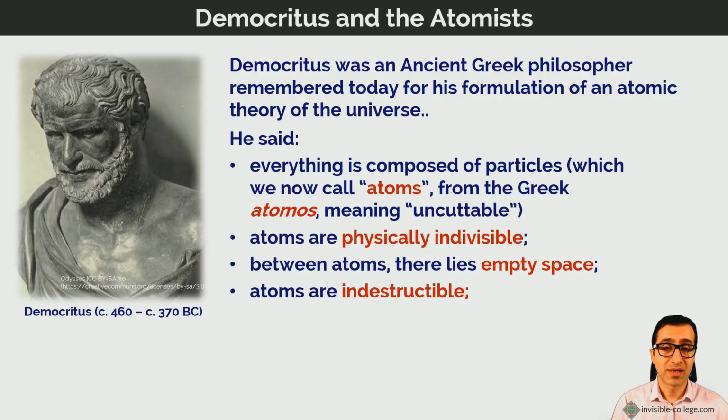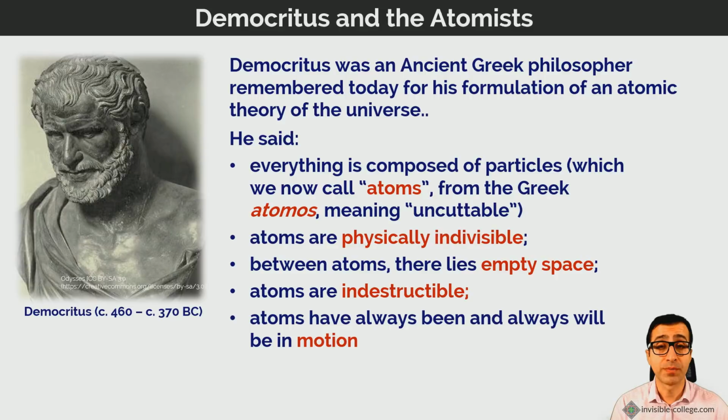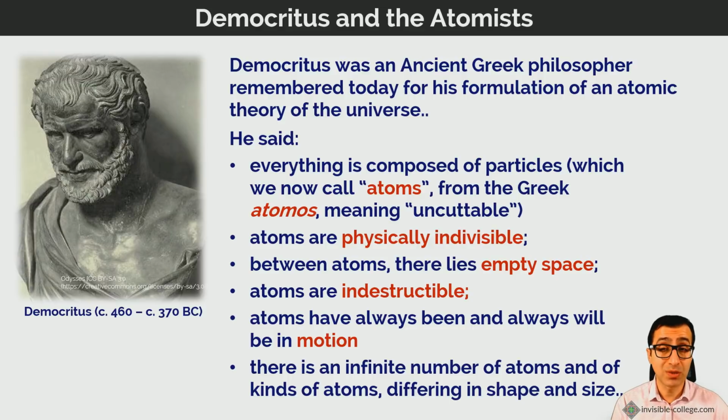He also mentioned that atoms have always been and always will be in motion, and that there is an infinite number of atoms and also an infinite number of kinds of atoms which all differ from each other in shape and in size. So this was the earliest Western formulation of the idea of atoms, and this was a philosophical formulation. It wasn't really supported by scientific investigation or scientific evidence as we would call it.